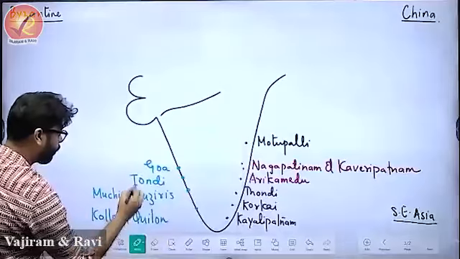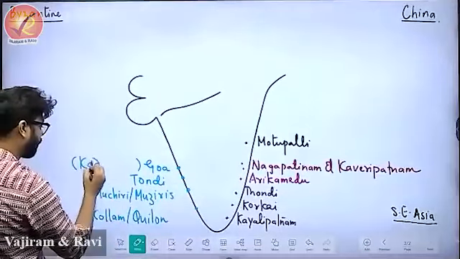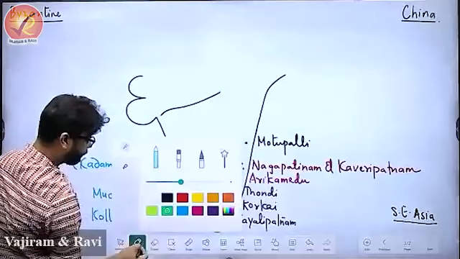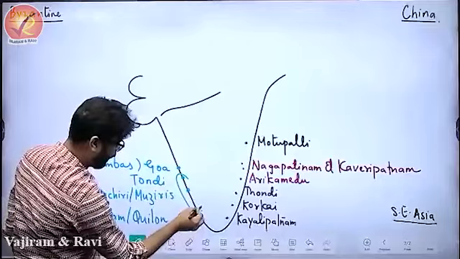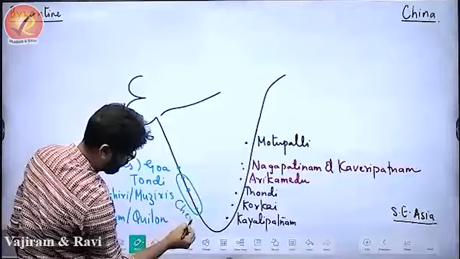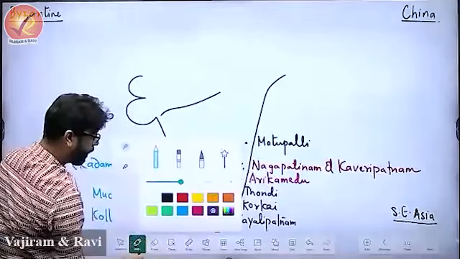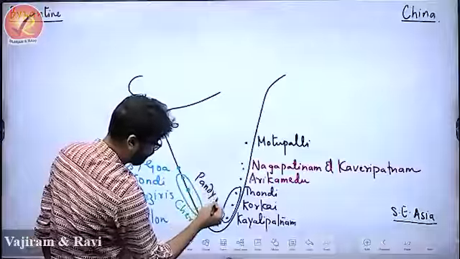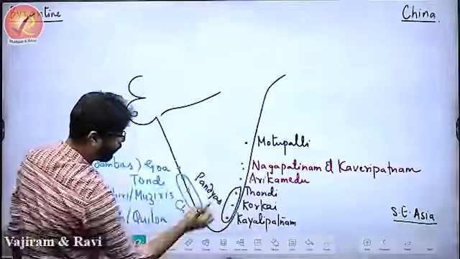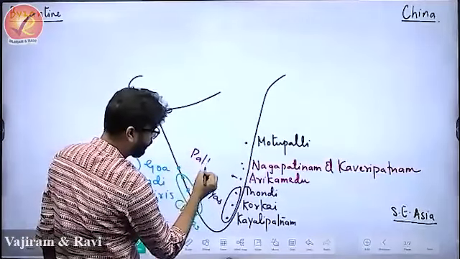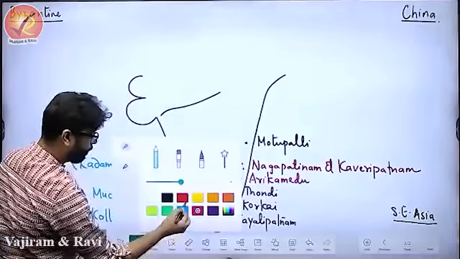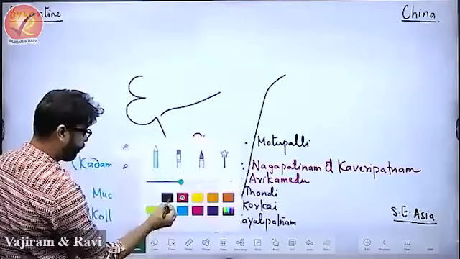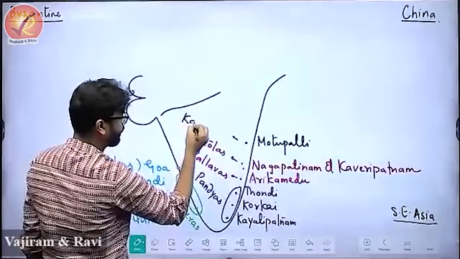Goa belonged to the Kadambas. It's a kingdom. Tondi, Muchiri and Kulon belong to the Cheras. Kailipatnam, Korkai, Tondi belong to the Pandyas. Arikamedu belongs to the Pallavas. Nagapattinam, Kaveripatnam belong to the Grand Cholas. And Motapalli belongs to the Kakatiyas.